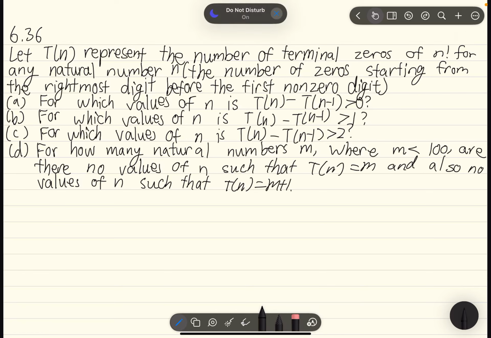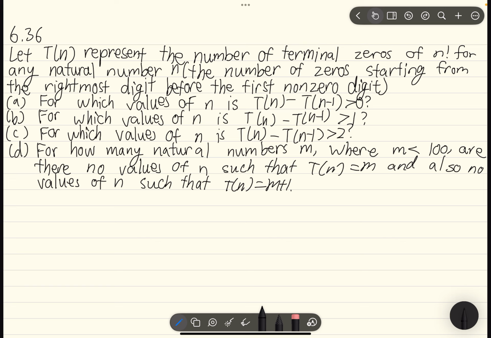Let's look at AOPS Introduction to Number Theory, problem 6.36. Let Tn represent the number of terminal zeros of n factorial for any natural number n, the number of zeros starting from the rightmost digit before the first non-zero digit. And then there are 4 questions here. Let's start with A. For which values of n is Tn minus Tn minus 1 larger than 0?